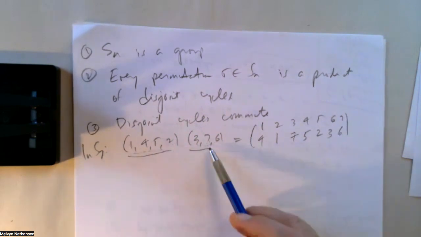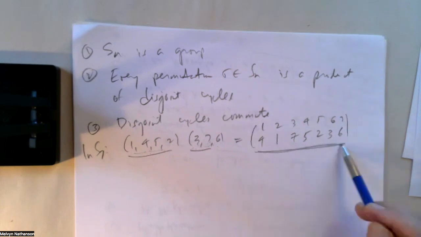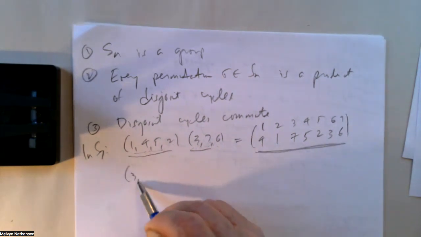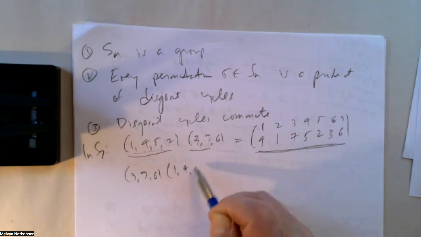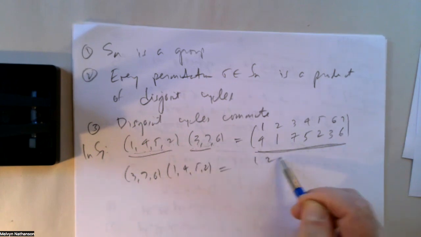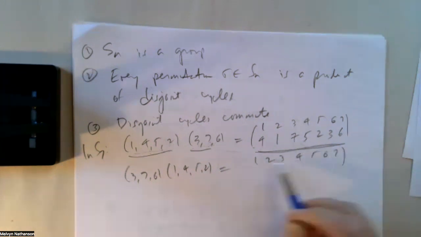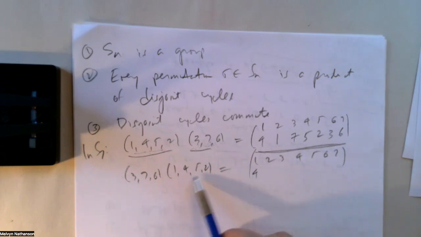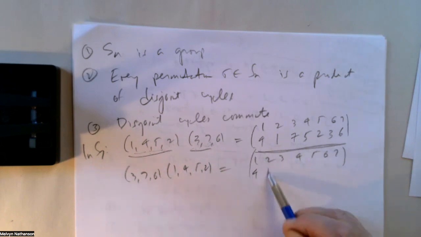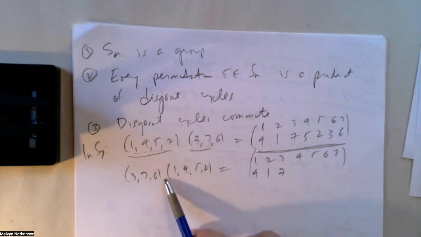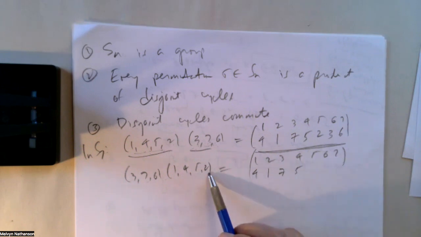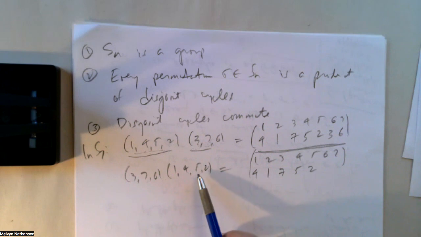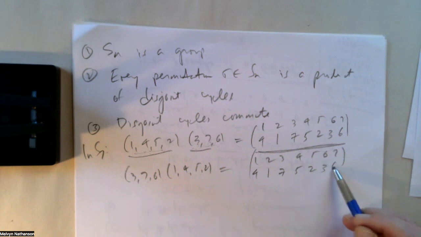So if I write the disjoint cycles in this order, this is the permutation. Suppose I write them in the opposite order. This sends 1 to 4, and this sends 4 to 4. This sends 2 to 1, and this sends 1 to 1. 3 goes to 3, goes to 7. 4 goes to 5, goes to 5. 5 goes to 2, goes to 2. 6 goes to 6, goes to 3. 7 goes to 7, goes to 6.